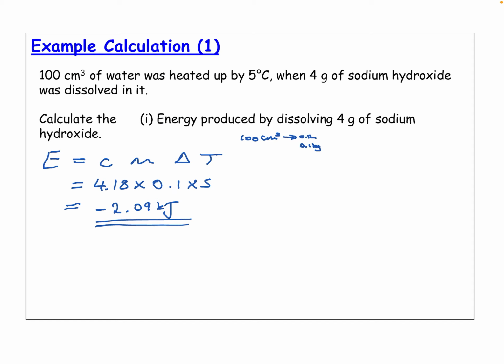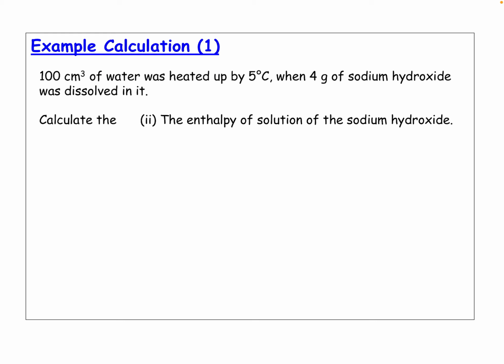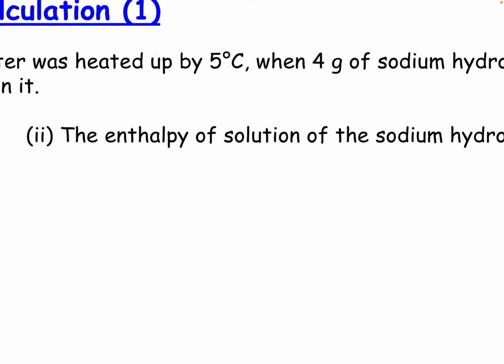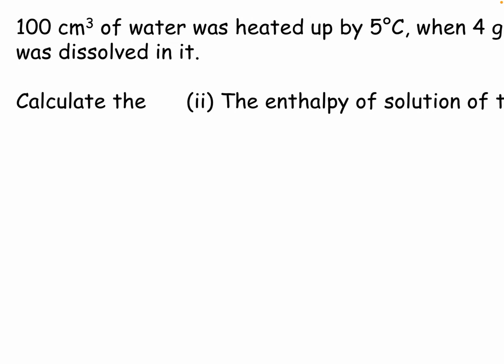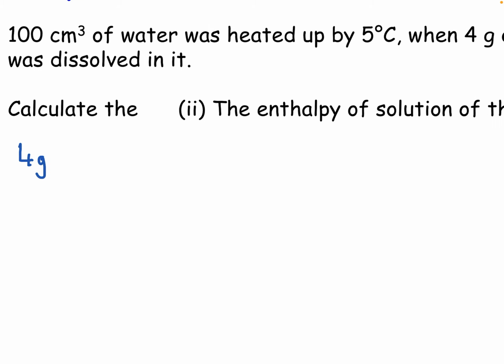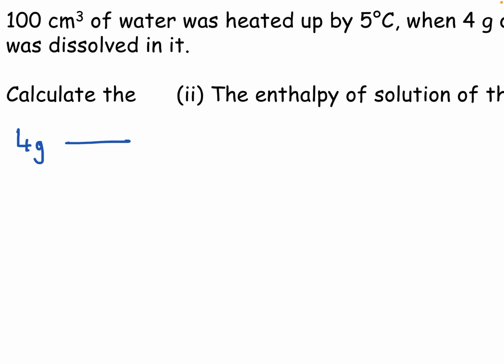The next thing that's maybe going to be harder is when we have to work out how much energy is released when 1 mole of a substance is dissolved. We need to work out the gram formula mass of sodium hydroxide first. So we'll set it up, we'll do the gram formula mass, and then we'll find out how much 1 mole is. So if we put in 4 grams of sodium hydroxide, it releases minus 2.09 kilojoules. That's what we did from our first part of the question.